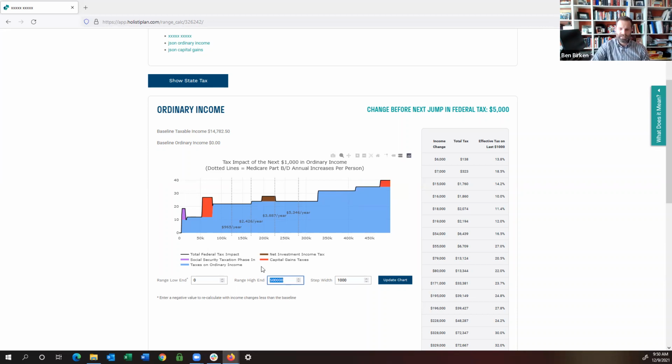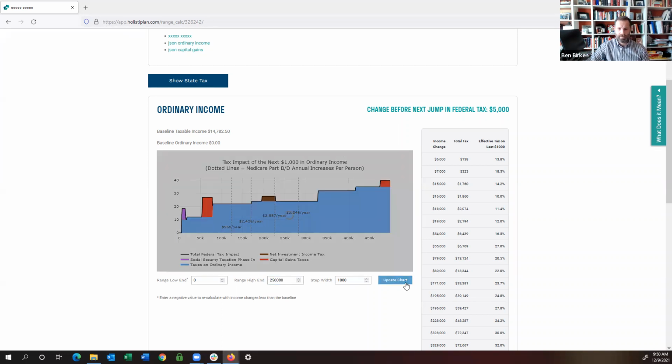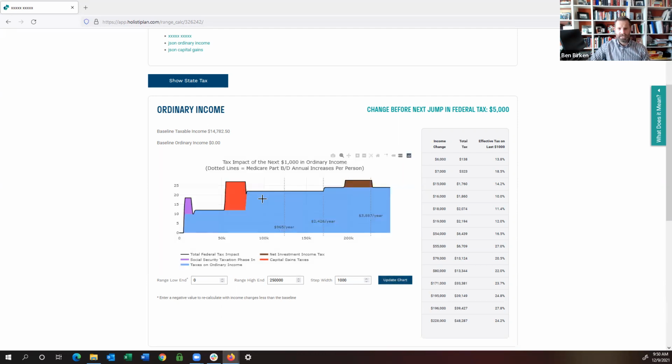Let me bring the range back down so that it looks a little bit more granular, because there's one other item on here that I think is worth talking about. And that is this little brown section. The brown section is going to be where the net investment income tax comes into play, right? So the net investment income tax is a 3.8% tax that gets applied to either net investment income, which is going to be qualified dividends, interest, capital gains, or things like that, or the amount that you're over the threshold where the NIT applies, which for married filing joint folks is $250,000.